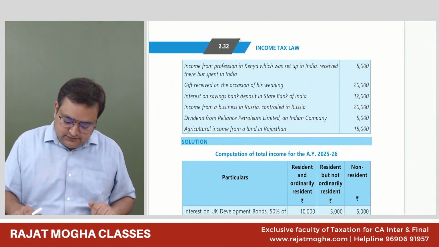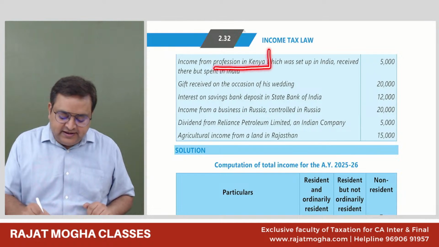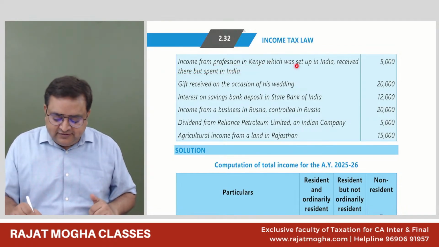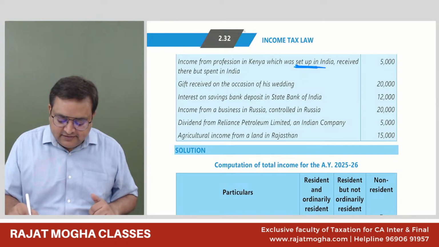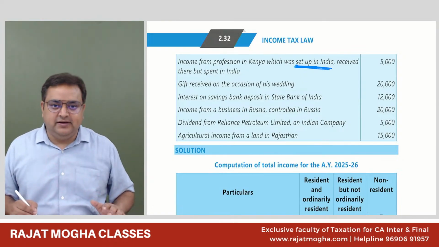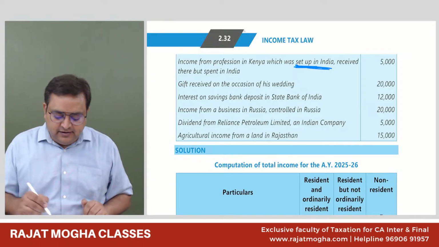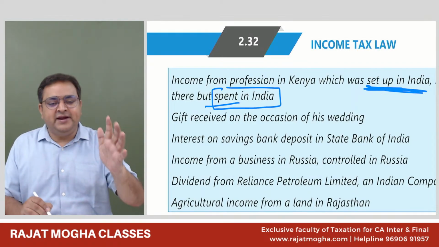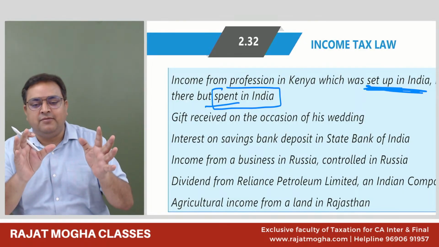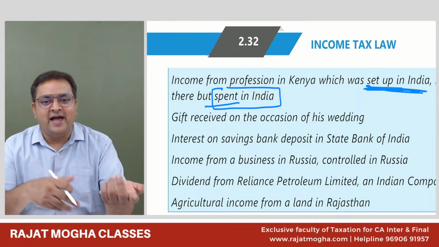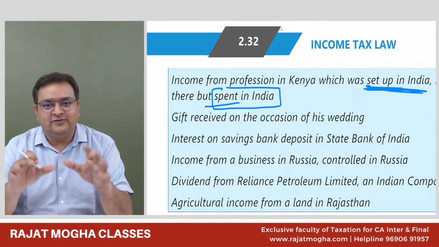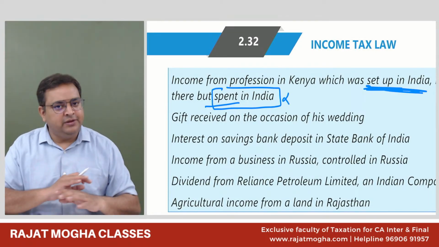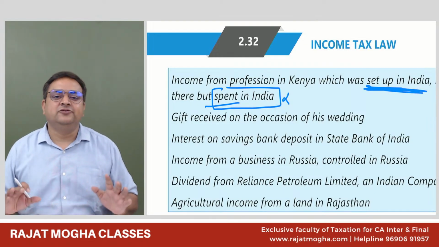Okay. Few more. Income from profession in Kenya. It is not an Indian income, not arising in India. This profession is in Kenya, which was set up in India. What does it mean? Set up in India means controlled from India. Received there but spent in India. Okay. Guys, never get confused with spent in India. We don't care about spend in India. We welcome that you earn from outside and spend in India, because whenever you spend in India, we'll have foreign currency. So spend in India does not matter. What we need is only arise in India or received in India. So if it is spent in India, that will purely confuse you. Spend in India is not relevant for us.